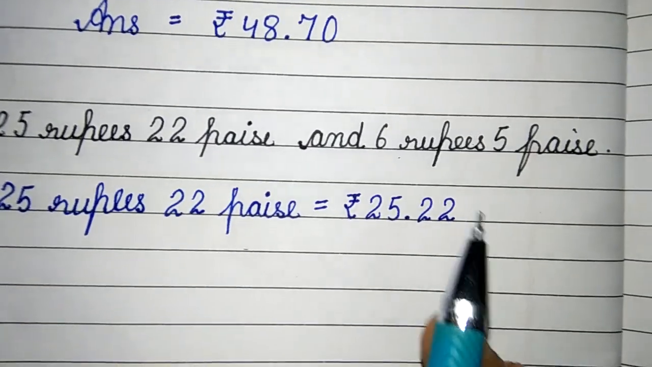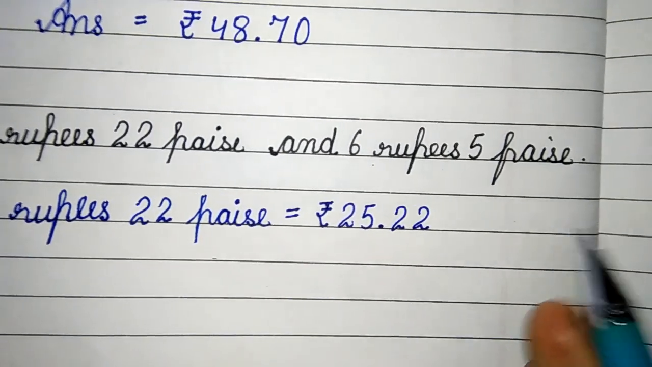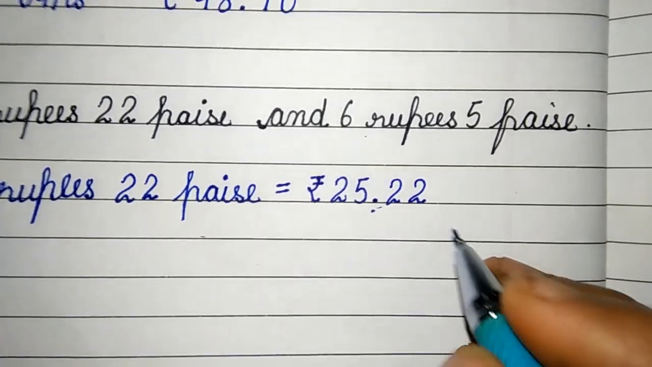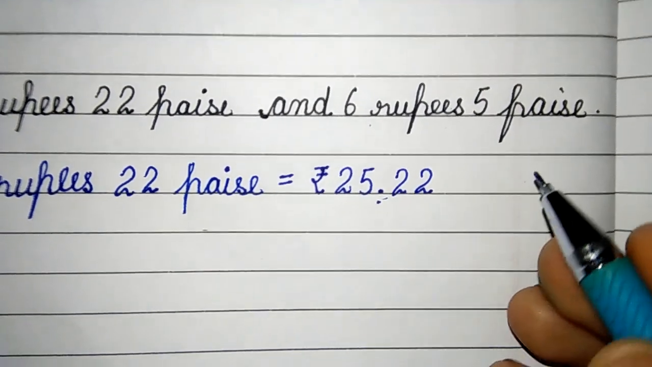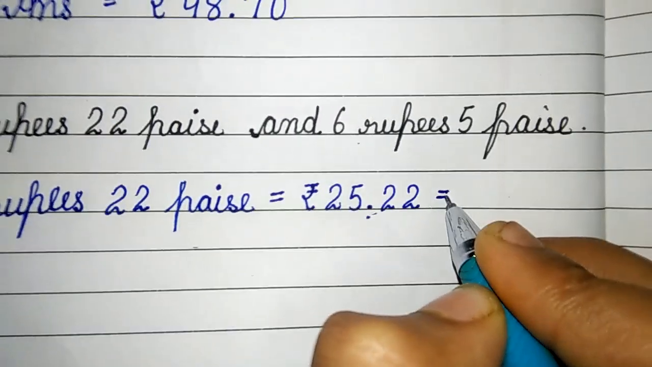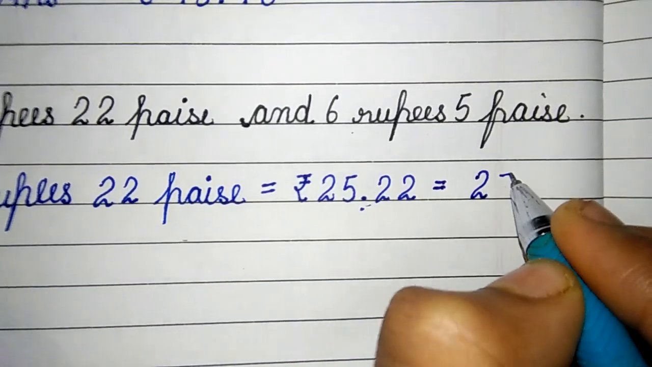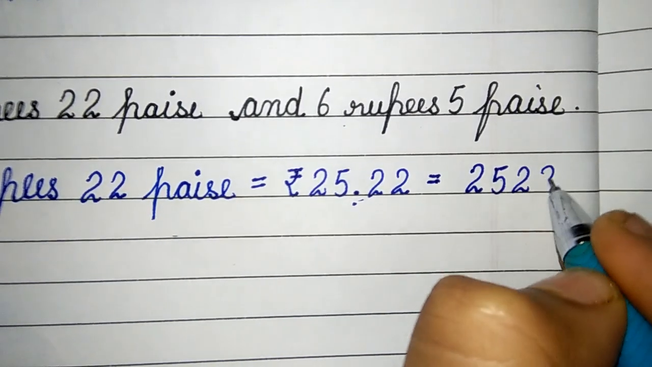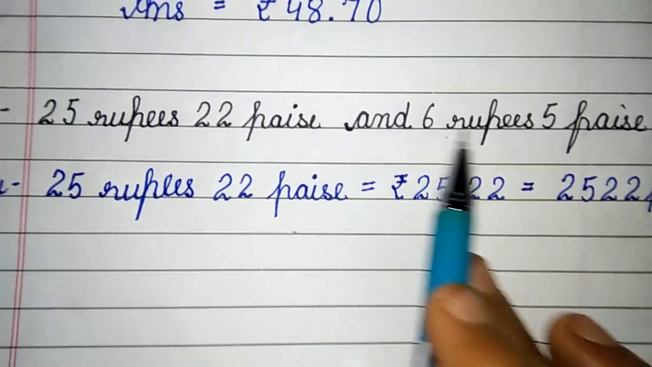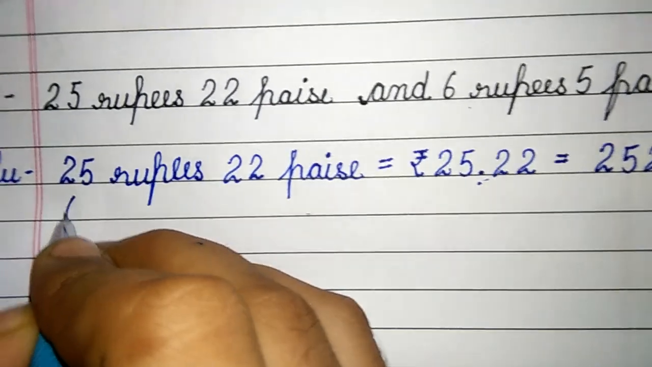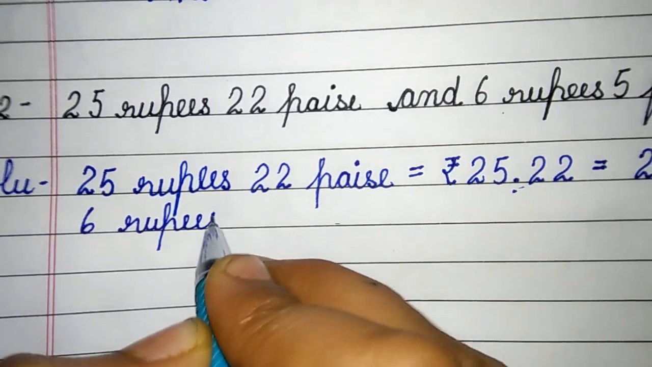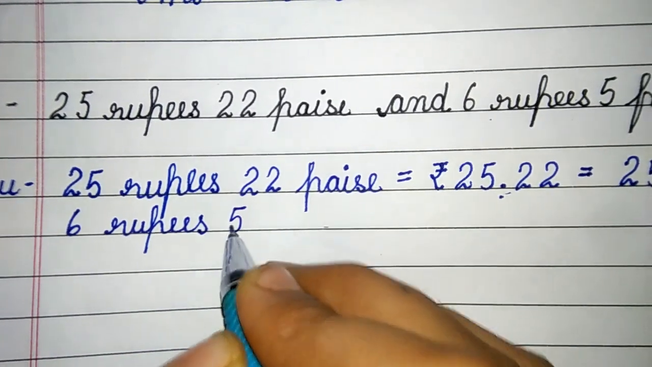Now we have to convert it into paise. So for this we have to remove this dot. When we remove the dot, it will be converted into paise. So write 2522 paise. Next, second amount. Second amount is 6 rupees 5 paise.